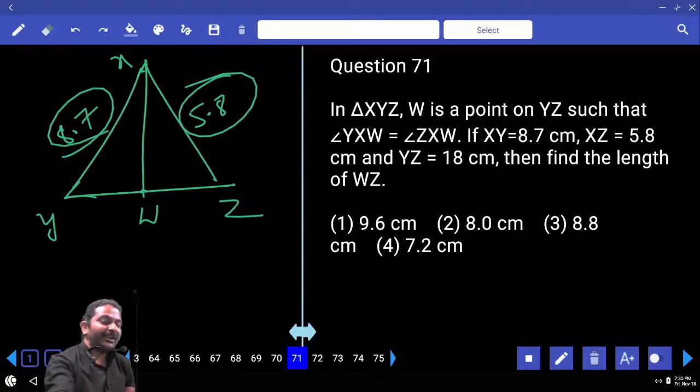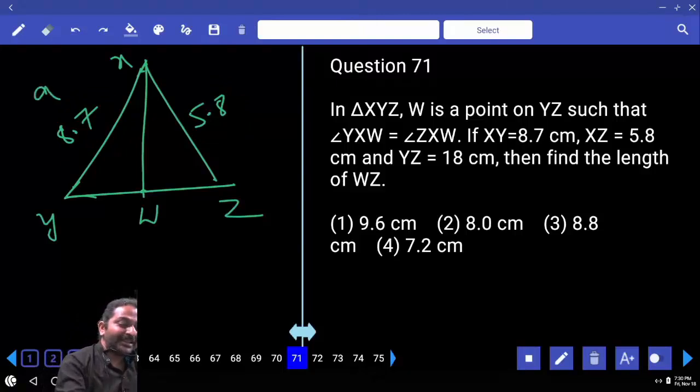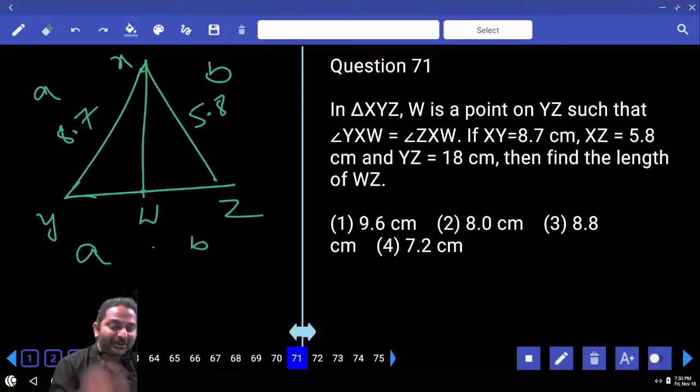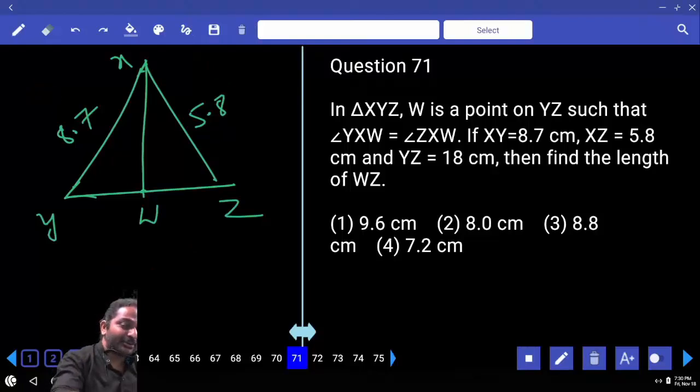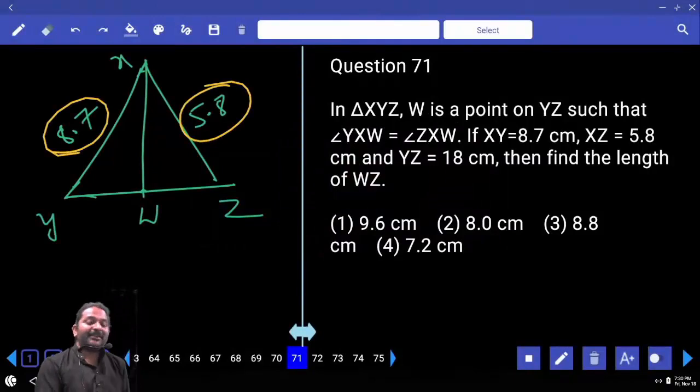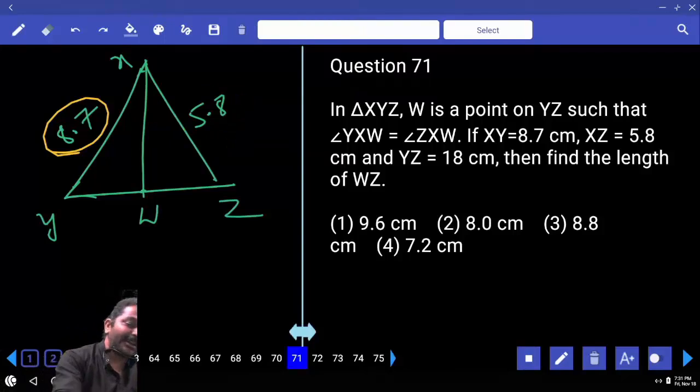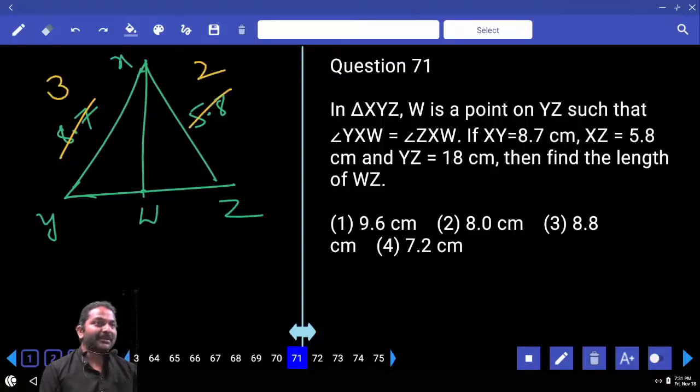And we need to identify the ratio. If the ratio is A is to B here, YW and WZ also should be in the ratio A is to B only. So I would like to identify the ratio here. Identify the difference between 87 and 58: 29. I told you many times, always identify the difference and try to cancel with it. 29 how many times? 3 times. 29 2 times. Ratio is 3:2 only.